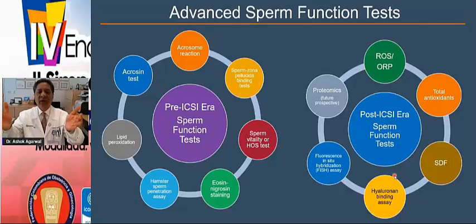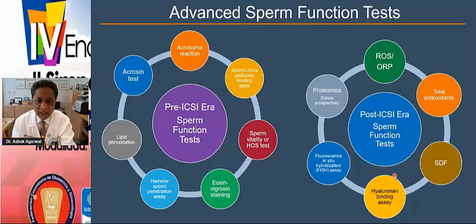Now, if you look at this particular figure, you can see on the left side the tests that were very popular before ICSI, which came into development in 1992. Many of those tests, which were very popular, are no longer conducted routinely. Whether it is the acrosin test, the acrosome reaction, which was a very popular test, or the test for hypoosmotic swelling, or the hamster sperm penetration assay, all of these tests have kind of disappeared.